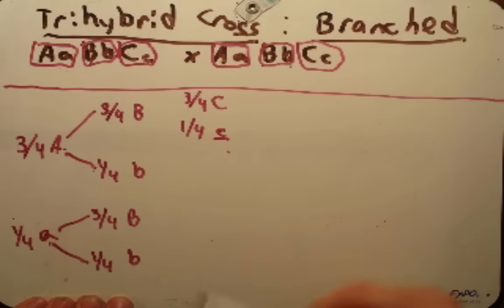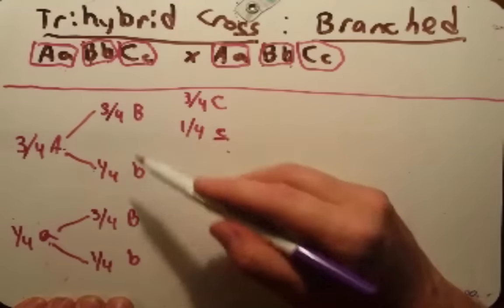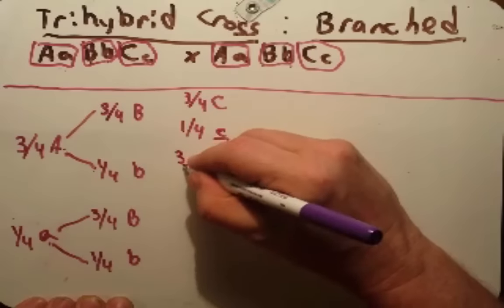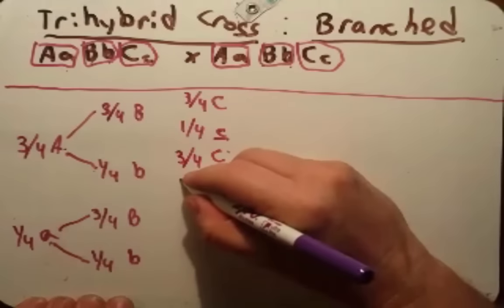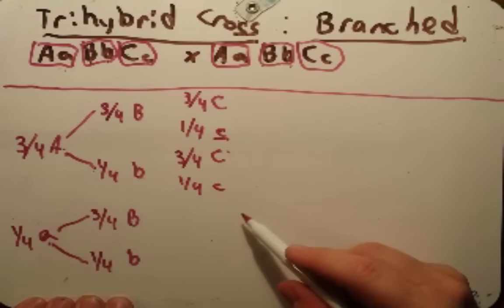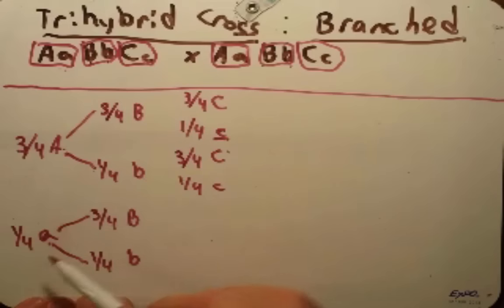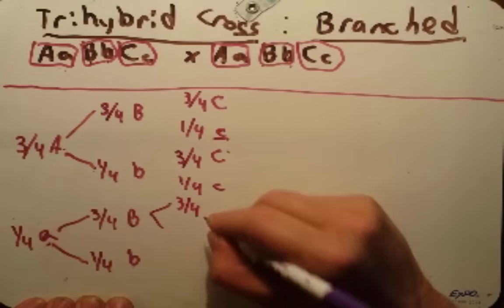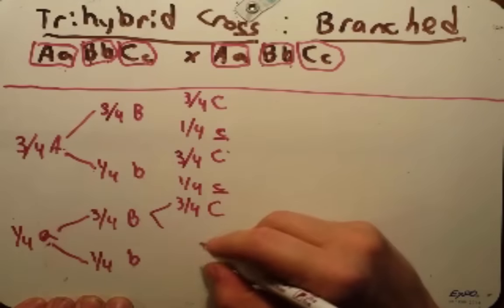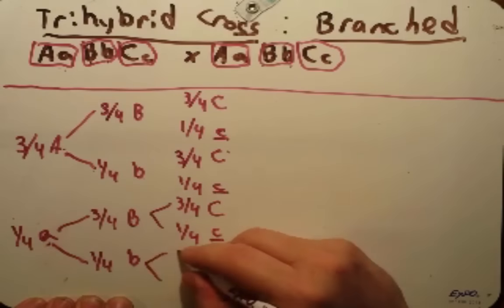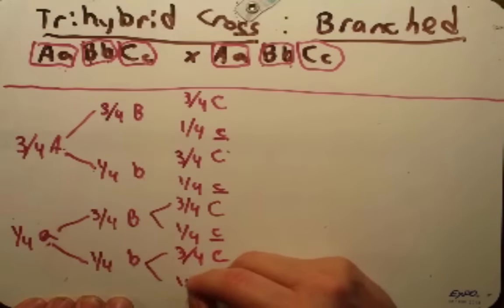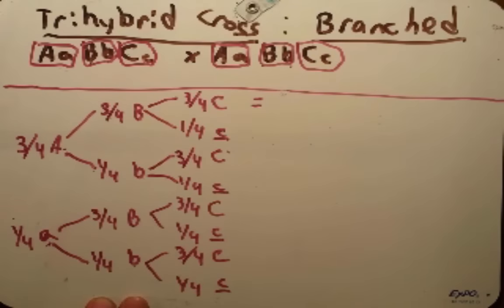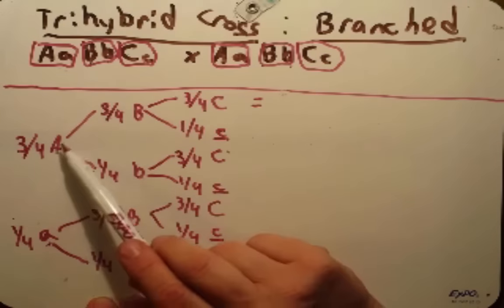Now, because big C is just as likely to pair with big B or little b, we have to account for that here too. So 3/4 big C, 1/4 little c. Likewise, it's just as likely for big C or little c to pair with little a and big B, or little a and little b. So we have to account for that down here. So we have 3/4 big C and then 1/4 little c, and 3/4 big C and 1/4 little c. Now to determine the phenotypic ratios of all these possibilities, we're going to multiply these through.